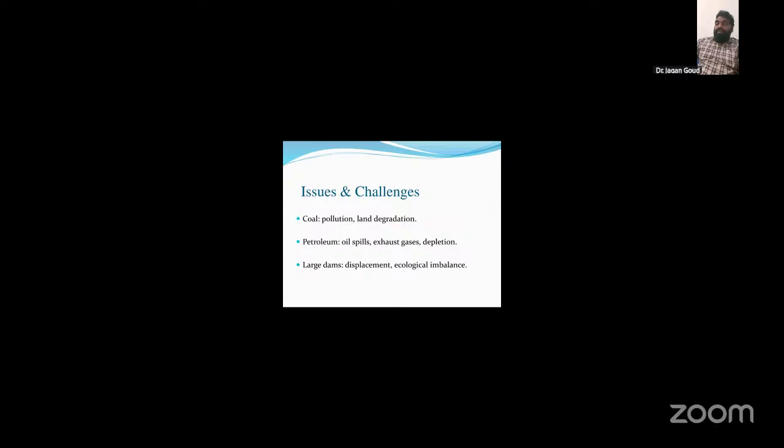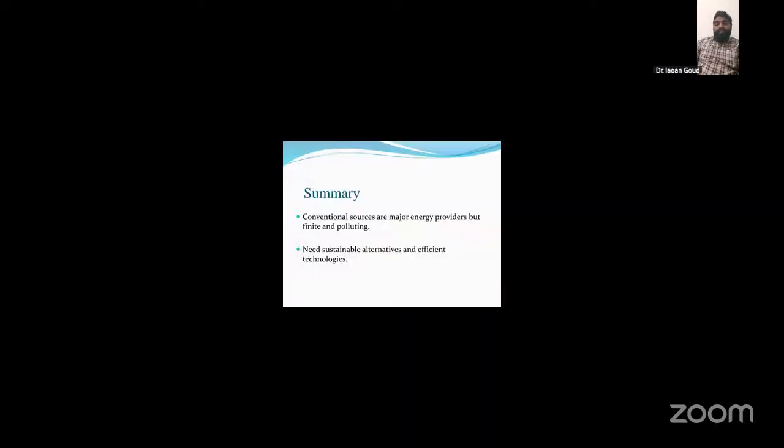Okay, the last one is the summary. Conventional energy resources have been the primary drivers of industrialization and economic growth but cause pollution. They include coal, petroleum, natural gas, firewood, thermal power, and large hydroelectric power plants. They are major energy providers, but finite and exhaustible, and they have environmental impact.